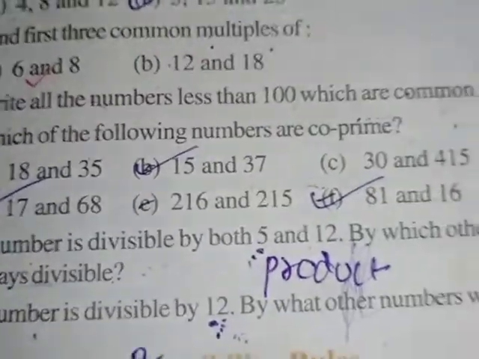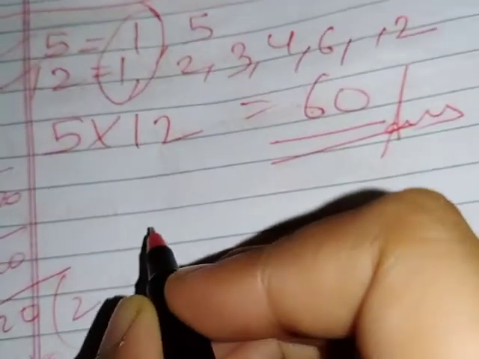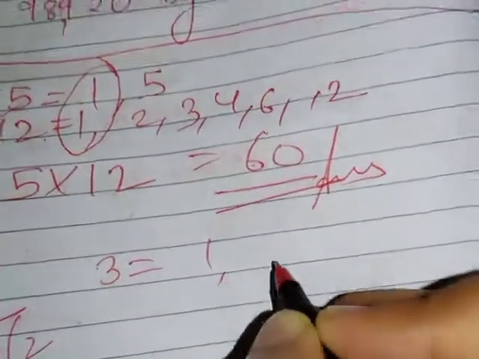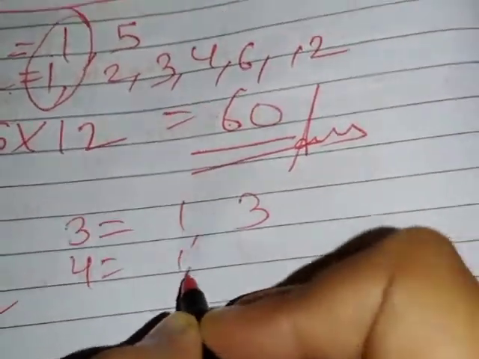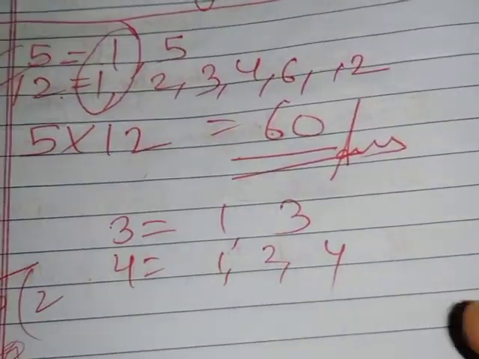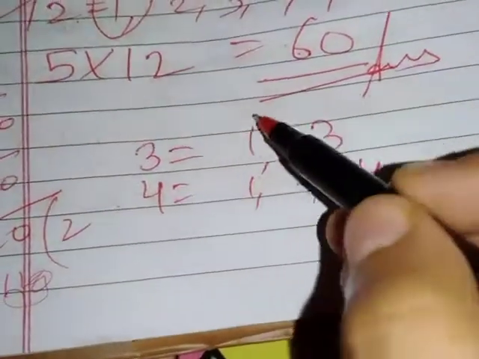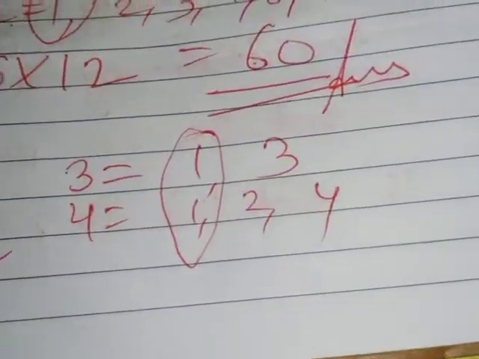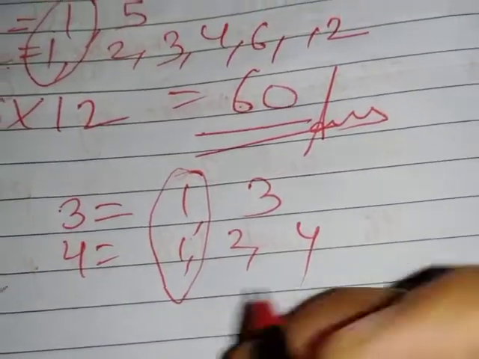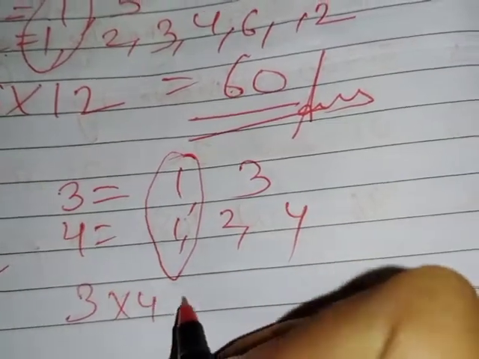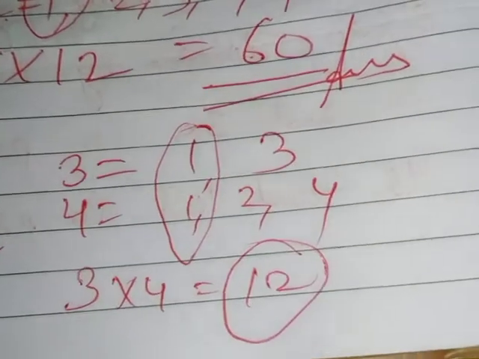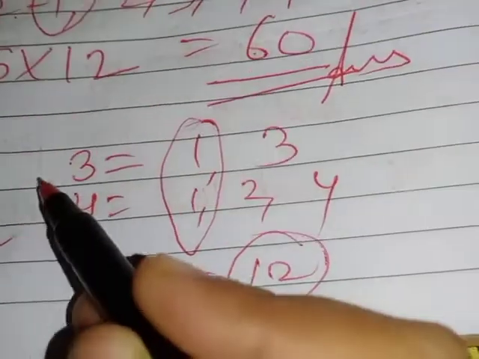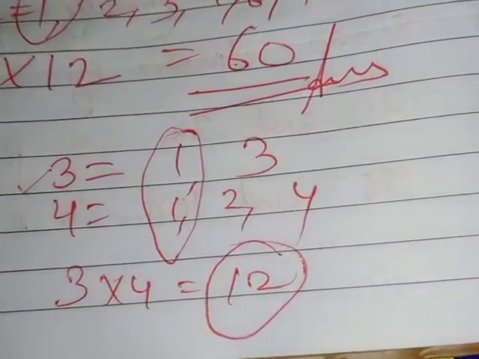So what do we do? The first and foremost step is to note down the factors of 3. We know that is only 1 and 3. What are the factors of 4? We know 1, 2 and 4, right? What is the common factor here? Only 1. So when we have only 1 as the common factor, we multiply the given two numbers. 3 fours are 12.